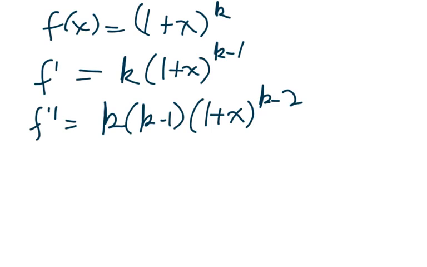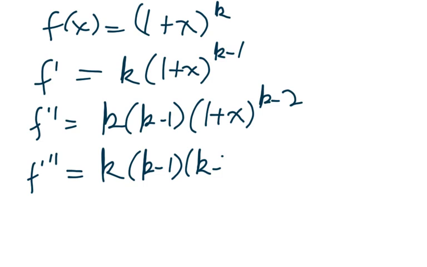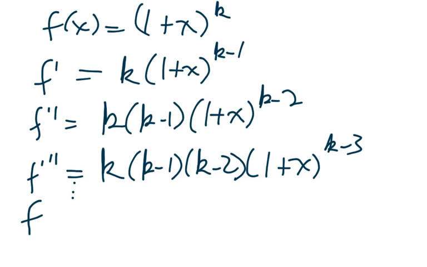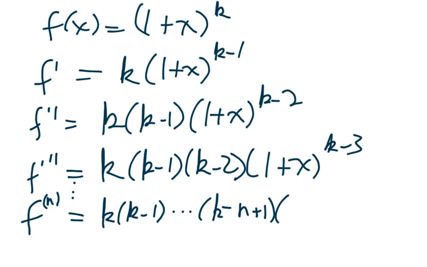Next derivative, third derivative, we see kind of a neat little pattern forming here. This is going to be k times k minus 1 times k minus 2 times 1 plus x to the k minus 3. You might be able to predict the nth derivative, right? The nth derivative is going to be k times k minus 1, dot, dot, dot, all the way down to k minus n plus 1 times 1 plus x to the k minus n.